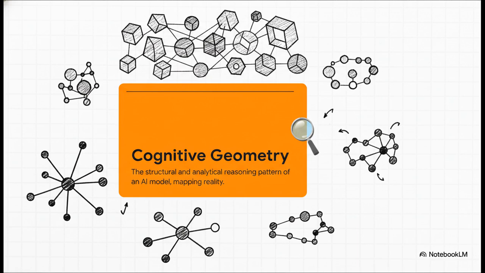So this is where we start using AI not as some simulated human persona, but strictly as a cognitive instrument. Let's define exactly what we mean by that. Cognitive geometry is basically the specific structural and analytical reasoning pattern of an AI model. We're mapping reality through structured cognitive diversity. And listen, we are completely avoiding platform tribalism here. We're not sitting around asking, hey, which AI is the smartest? Instead, we're asking, what specific structural patterns can this AI's unique geometry detect that all the others miss?